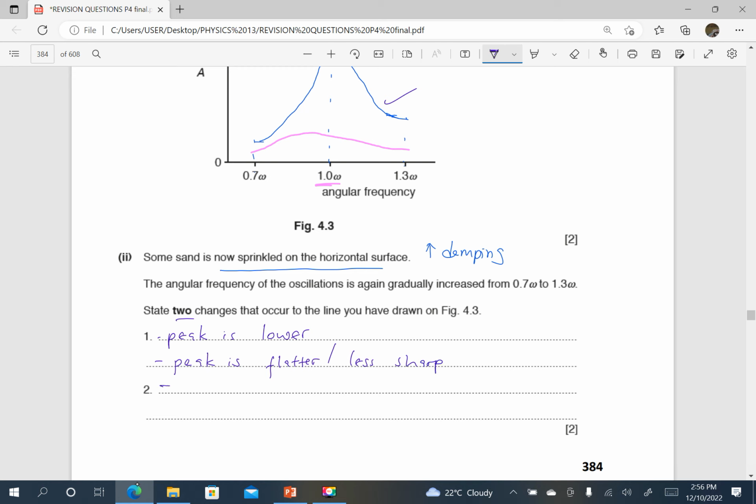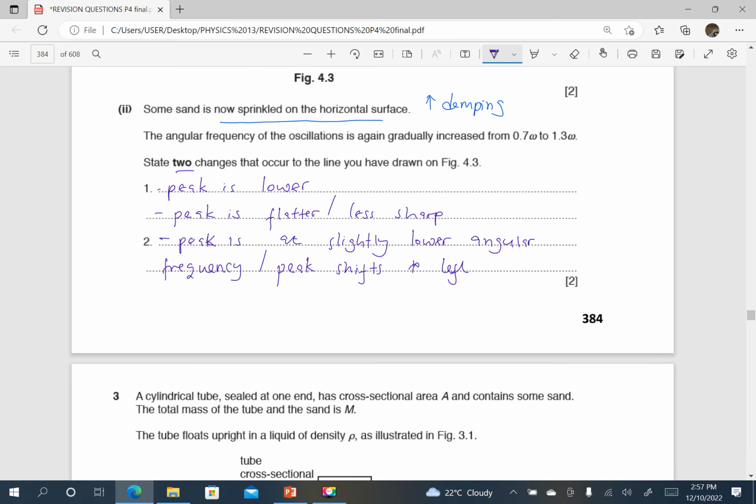And number three, the peak is at a slightly lower angular frequency. In other words, we can say the peak shifts to the left. Shifts to the left. So those are the changes that are going to occur.